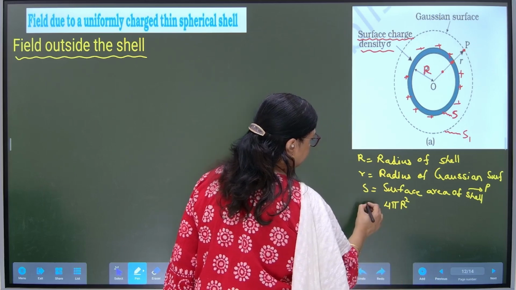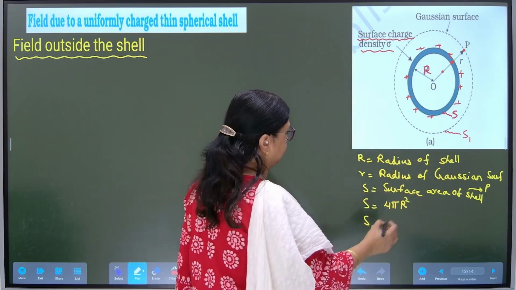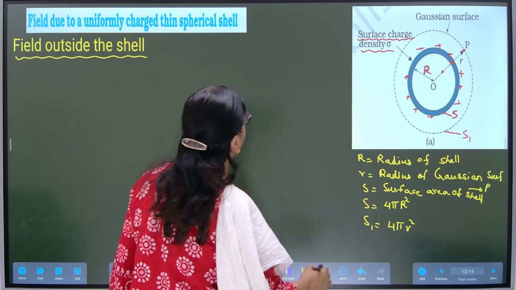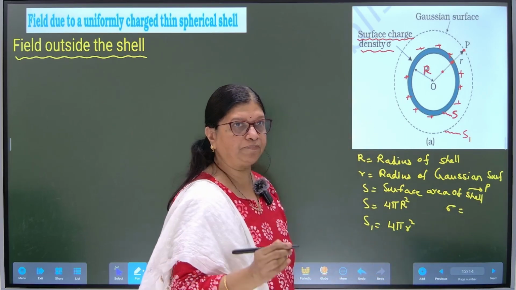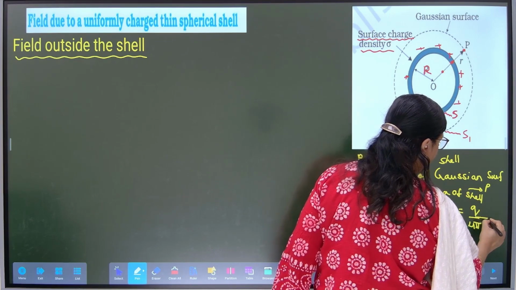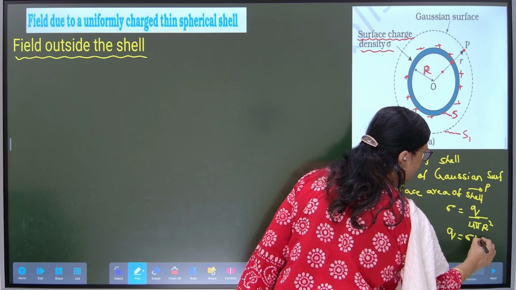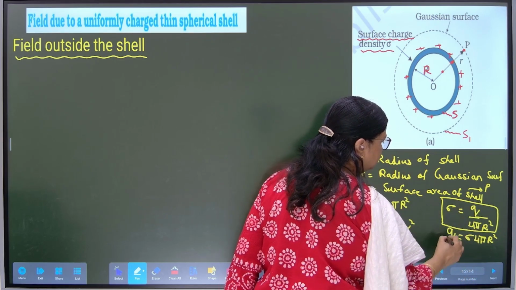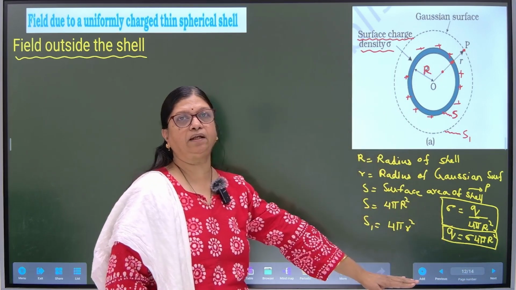Similarly, S1 is the surface area of the Gaussian spherical surface given by 4 pi r square, because its radius is small r. Then we have sigma, the surface charge density. Sigma is equal to, according to the definition, Q upon the surface area, that is 4 pi R square of the shell itself. That's why Q is equal to sigma times 4 pi R square. In the whole derivation we shall be using the formula of sigma and the formula of Q also. So this is the description of the diagram in short.